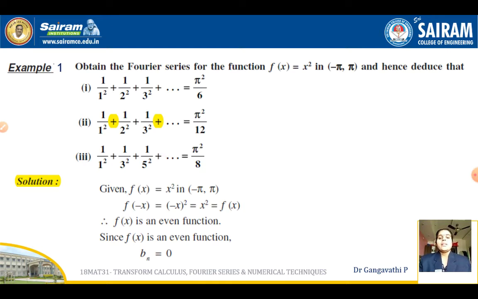So here the question has to be solved in 4 stages. One is to obtain the Fourier series for the function f of x is equal to x square in the interval minus pi and pi. Okay, so that is the first part of the problem. So we have to obtain the Fourier series expansion. And after that we need to deduce these 3 results. So we have to work out this problem in 4 different stages.